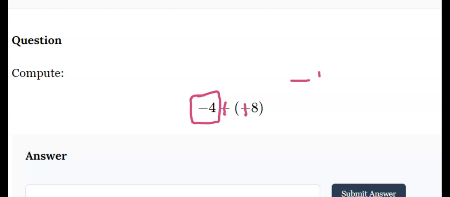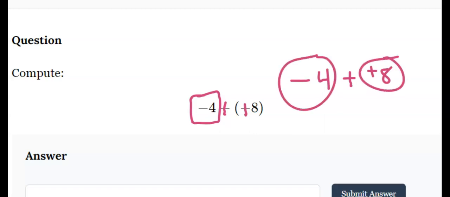So technically now I have negative 4 plus positive 8. Again, the signs are different, so I'll subtract. 8 minus 4 is 4. Take the sign of the larger number, my answer is positive 4.